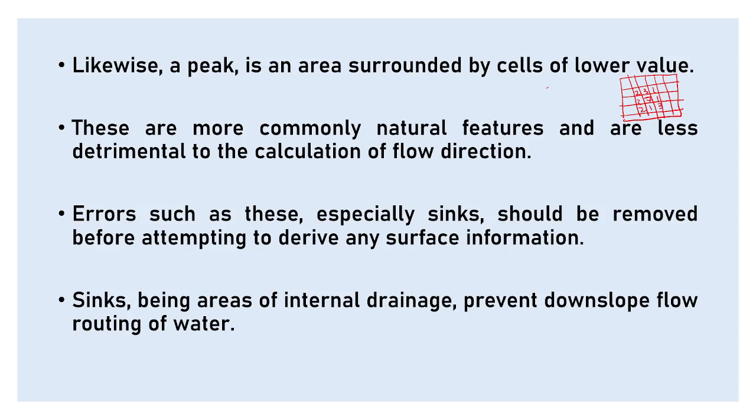This is just random numbers, okay? I'm not saying this is the one, but only for you to understand. So the surrounding values are less compared to the center one. That particular cell is considered a peak, an area which is surrounded by cells of lower value. These are more commonly natural features and are less detrimental to the calculation of the flow direction. Compared to the sink, the peak is not going to create much of a problem while you're calculating the flow direction because that's not going to affect the water as such. So peaks are not a big issue, but even then, it's a source of error.